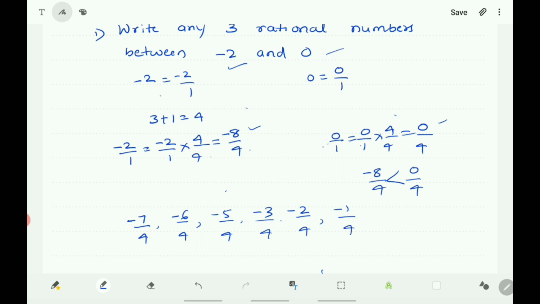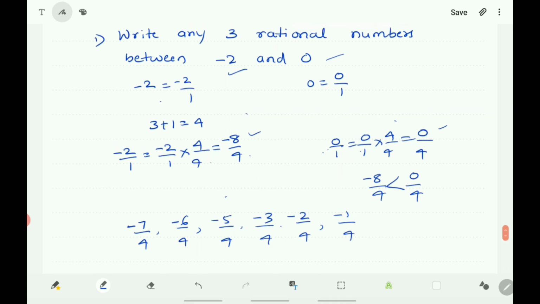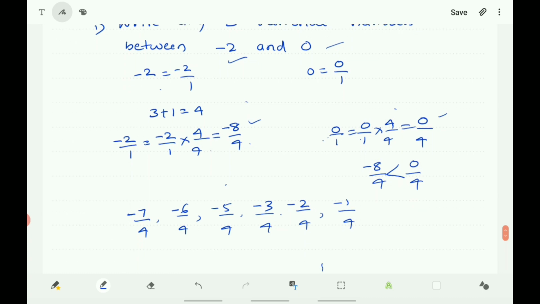Here you got 6 rational numbers, but you need only 3. You select any 3 of these 6 rational numbers. You can select any 3.